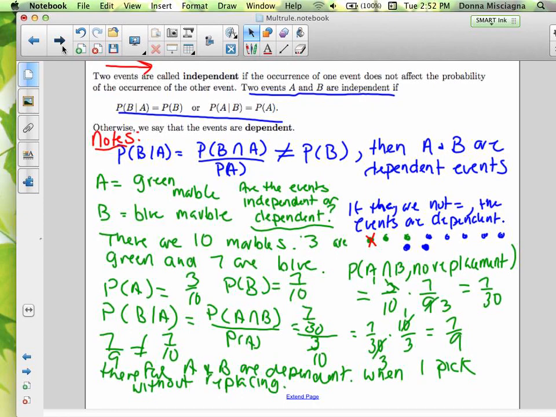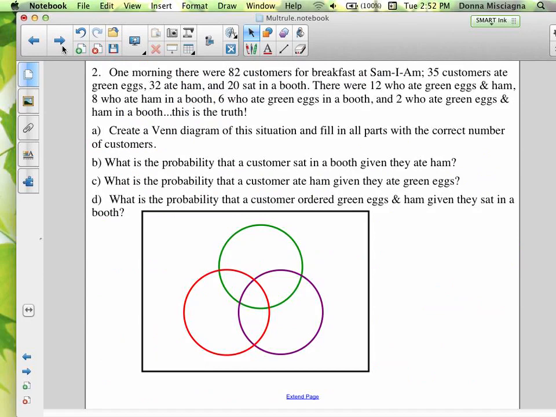All right, so this one we're going to do together. And it is a lot easier with a Venn diagram. I drew the Venn diagram for you. It just is not in color.